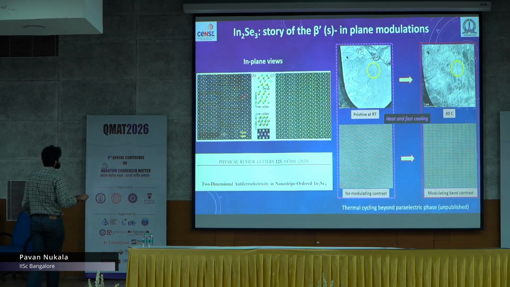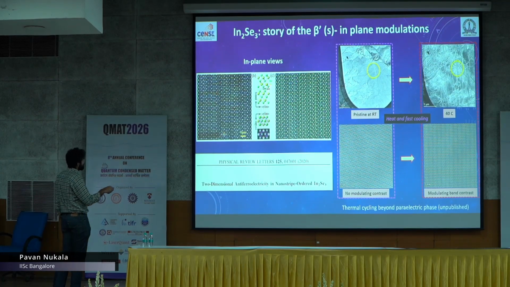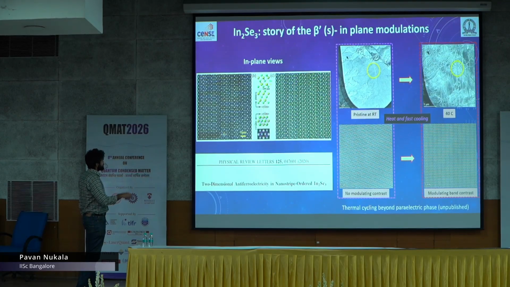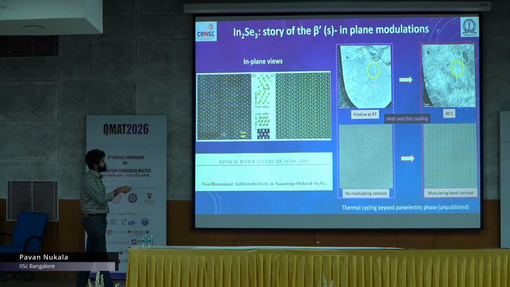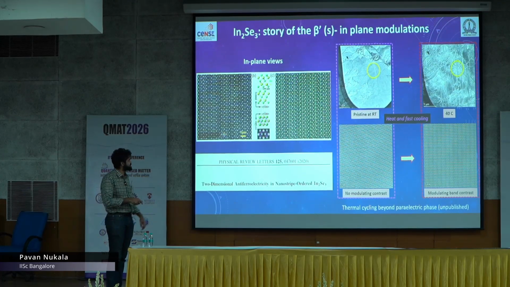And so this is one such example where they see some in-plane antipolar nature, right? We also see similar patterns in flakes that we just heat and cool down quite fast. You freeze it into what is called a beta prime phase. Beta prime phase has some structure in plane. You can see these bands, but we have a different interpretation than what they have.